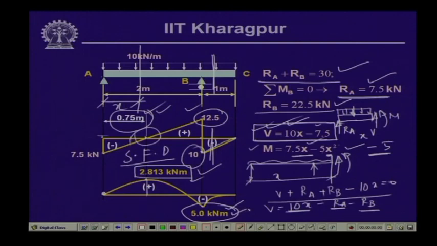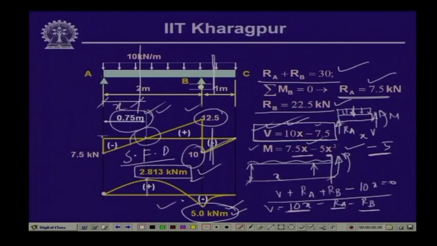Now, this is the maximum negative moment and this is the maximum positive moment. In a beam, as we have discussed earlier, you can get the maximum values at different points, but if we are interested in the maximum possible value, whether negative or positive, the maximum bending moment occurring in this beam is 5 kilonewton meter. And the maximum positive bending moment is 2.813 kilonewton meter.